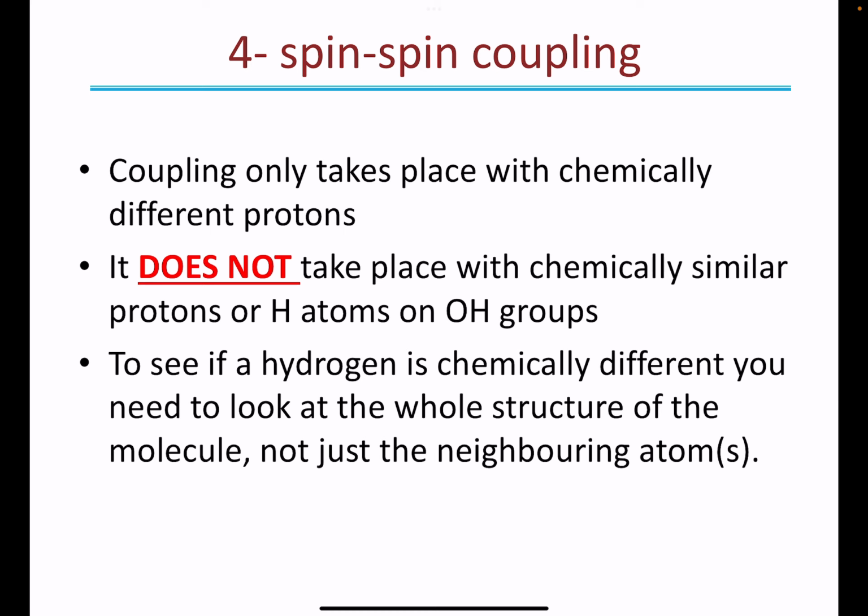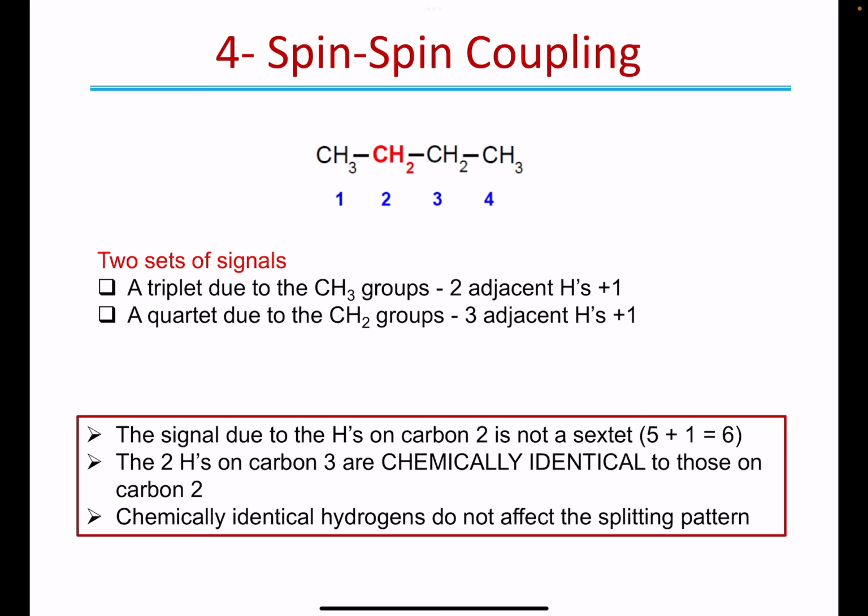So to see if a hydrogen is chemically different, you need to look at the whole structure of the molecule, not just the neighboring atom. So let's have some examples. So this is butane. Butane has 4 carbon atoms, and we expect to see 2 signals for butane. One signal for the 6 hydrogens on carbon number 1 and carbon number 4 because they are chemically equivalent, and a second signal for these 4 protons for the CH2 and CH2, these 4 protons. So we only see 2 signals.